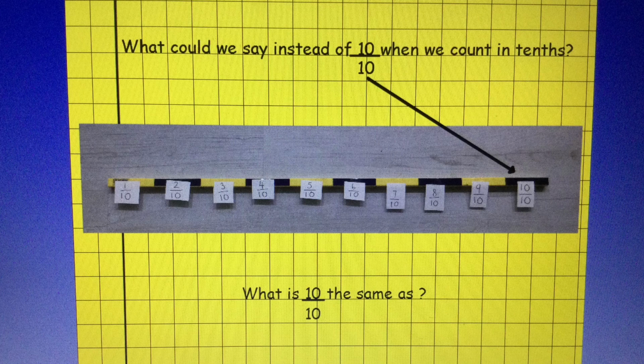Here we have our counting stick and it's showing how we could count in tenths. Count along with me. 1/10, 2/10, 3/10, 4/10, 5/10, 6/10, 7/10, 8/10, 9/10, 10/10. What could we say instead of 10/10 when we count in tenths? What is 10/10 the same as? Pause the video now and have a think. 10/10 is the same as a whole. Instead of saying 10/10, we could say 1.